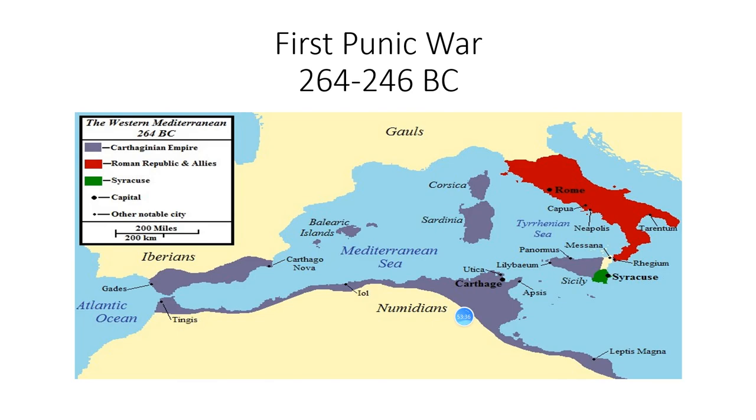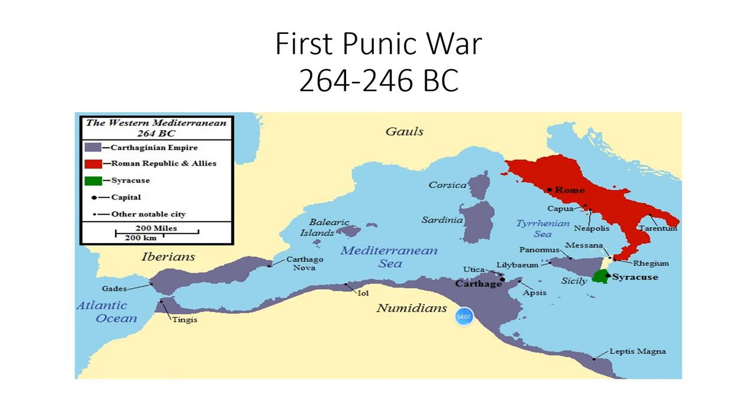From 264 to 246 BC, the First Punic War will take place. The word Punic refers to the name Puni, which is what the Romans called the Phoenicians. So the Punic Wars are the wars between Rome and Carthage. There are three of them. The first one lasts 20 years and doesn't go very well for the Romans for the first couple of years, especially because, as you can see, a lot of the Carthaginian Empire has to be reached by sea.